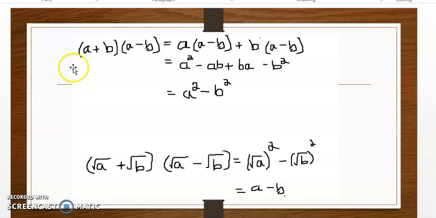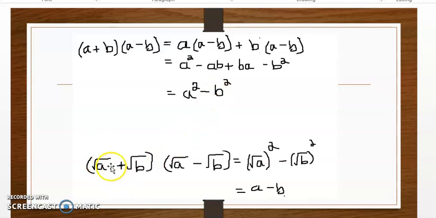Now in lower classes we have learned the identity a plus b into a minus b is a square minus b square. How does this come? We take first a and multiply the second bracket, using the distributive law, plus you take the second b and multiply the second bracket. So a into a is a square, a into minus b is negative ab. Now here we have ba, and you have minus b square. So ba is equal to ab, so negative ab and ba will cancel out. That becomes 0, so we have a square minus b square.